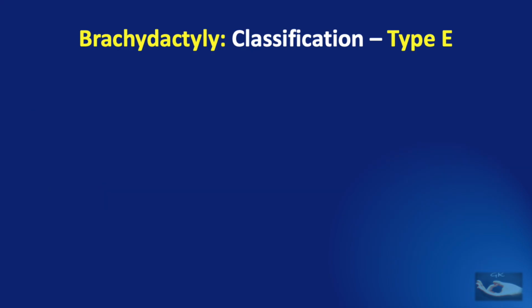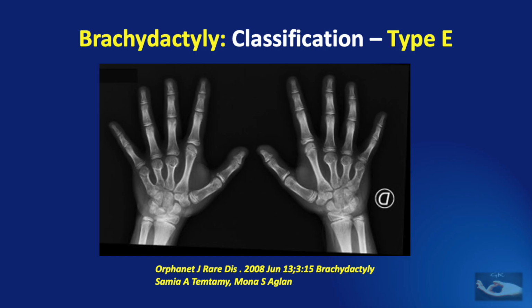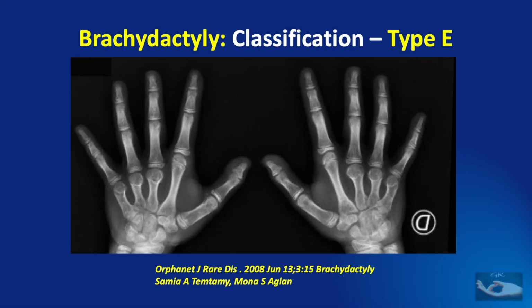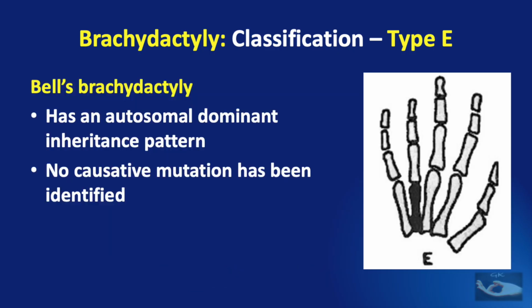Type E brachydactyly is known as Bell's brachydactyly, characterized by more or less marked shortening of the metacarpals with possibly abnormal size of phalanges. This type of brachydactyly may be an isolated condition or part of a malformation syndrome like Turner's syndrome. X-ray of an 11-year-old boy's hands showing brachymetacarpia or shortening of the metacarpals of the middle, ring and little finger digits. This also has an autosomal dominant inheritance pattern and no causative mutation has been identified.